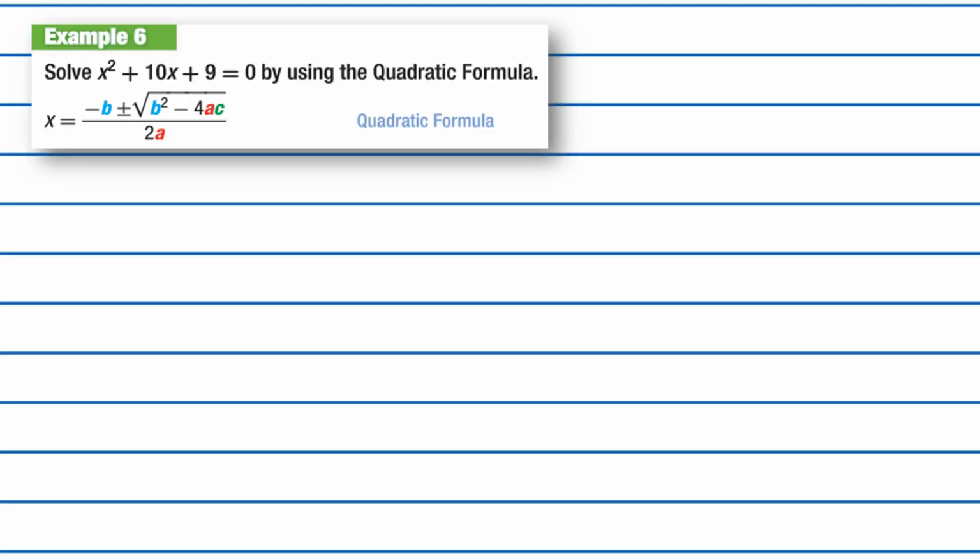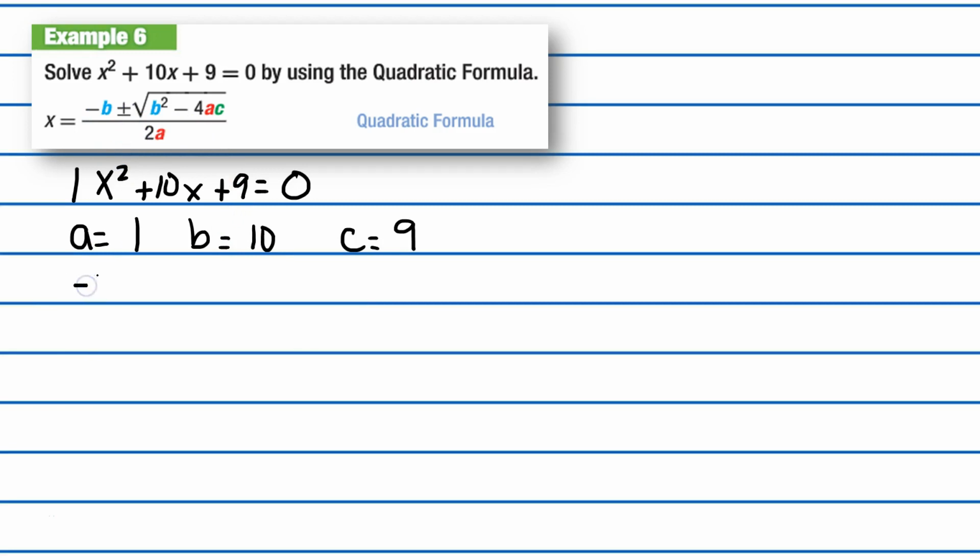Alright, so let's go ahead and try this example. So we have x squared plus 10x plus 9 is equal to 0. Always make sure it's in the correct order. And from here we can see that a is equal to 1, b is equal to 10, c is equal to 9. Alright, now what we're going to do is plug in our information.